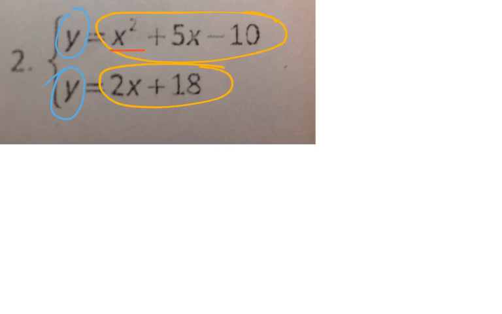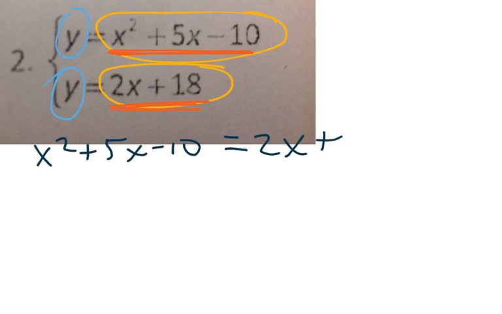So the logic is this. If y equals x squared plus 5x minus 10, but 2x plus 18 also equals that same y, they must equal each other. So couldn't I take, in other words, x squared plus 5x minus 10, set it equal to 2x plus 18? And then from there, I have an equation. Notice everything is x's or numbers. So I'm going to be able to solve for x. Matter of fact, it is a quadratic that we're going to solve here, okay?